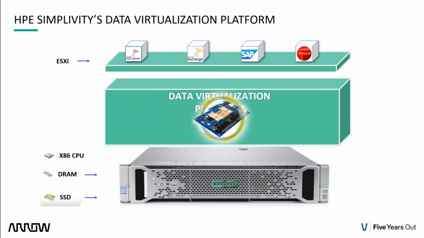Let me repeat that because this is very important. The DVP deduplicates, compresses, and optimizes all data at inception inline through all the tiers of storage once and forever at all locations globally, wherever you have a Simplivity node.